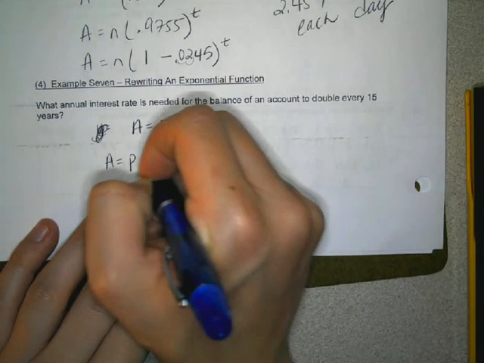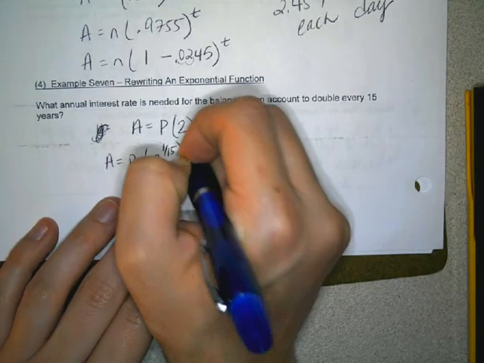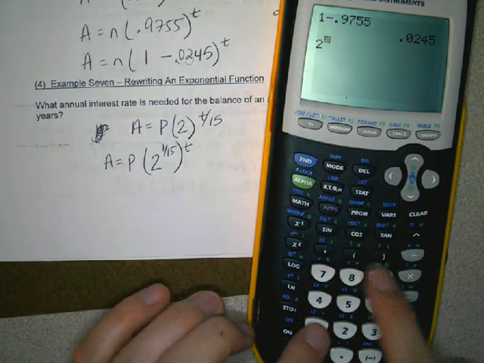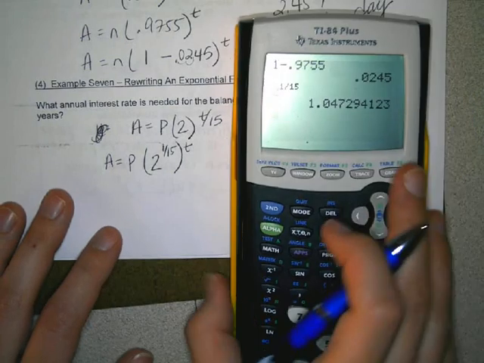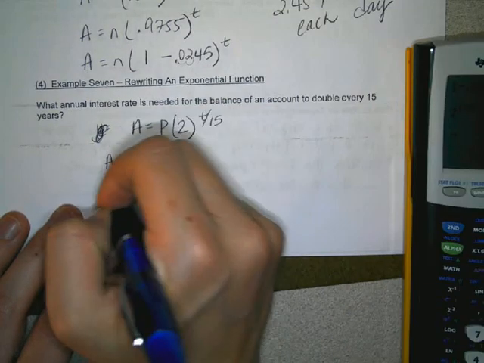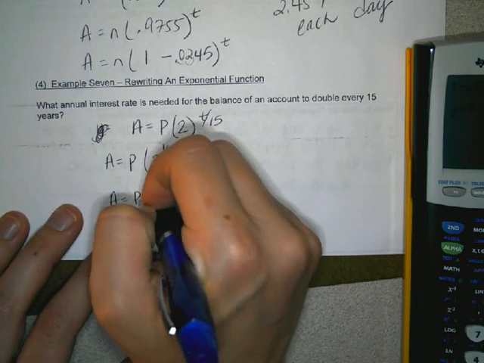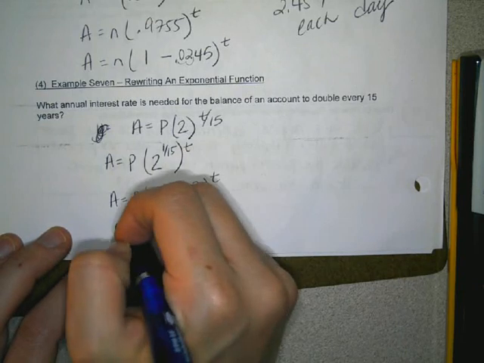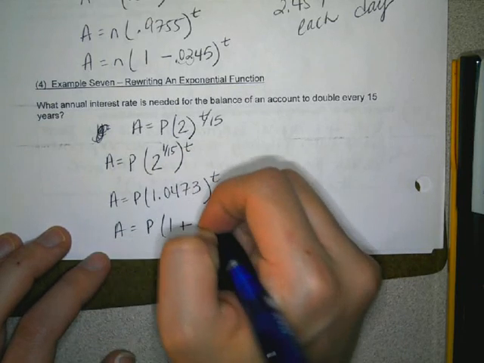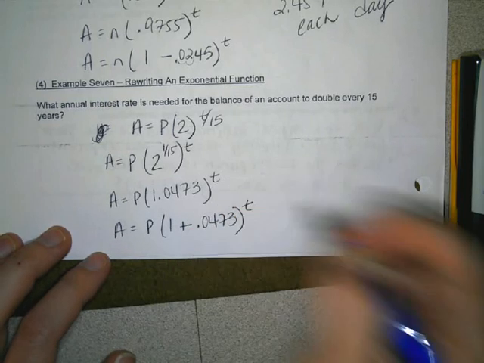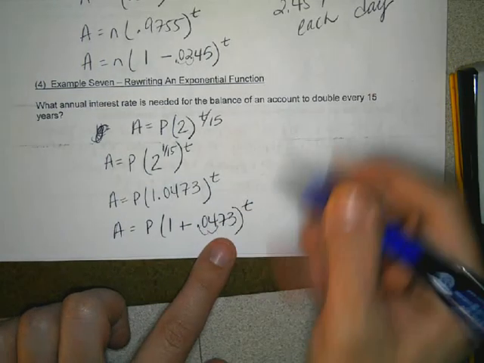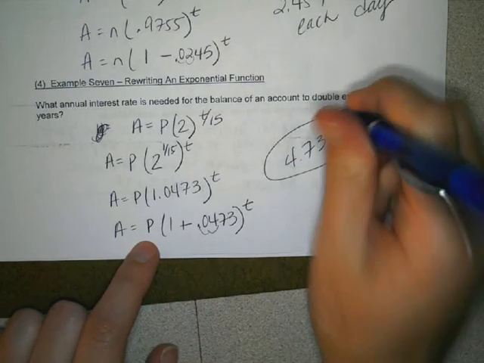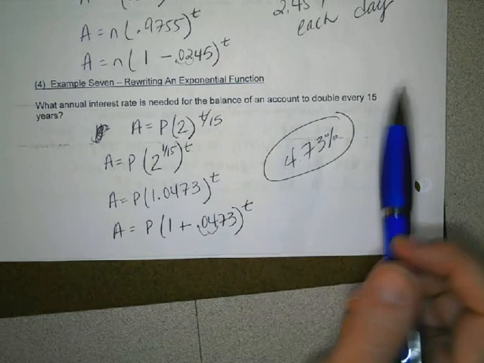Again, we're going to rewrite it by bringing the number 1 over 15 into the parentheses with a 2, so that we just have T on the outside. 2 to the 1 over 15 gives me 1.0473. And then rewriting it, it's 1 plus. There. So my percentage increase is going to be 4.73%. So that would be the annual interest rate needed in order to have the balance double every 15 years.